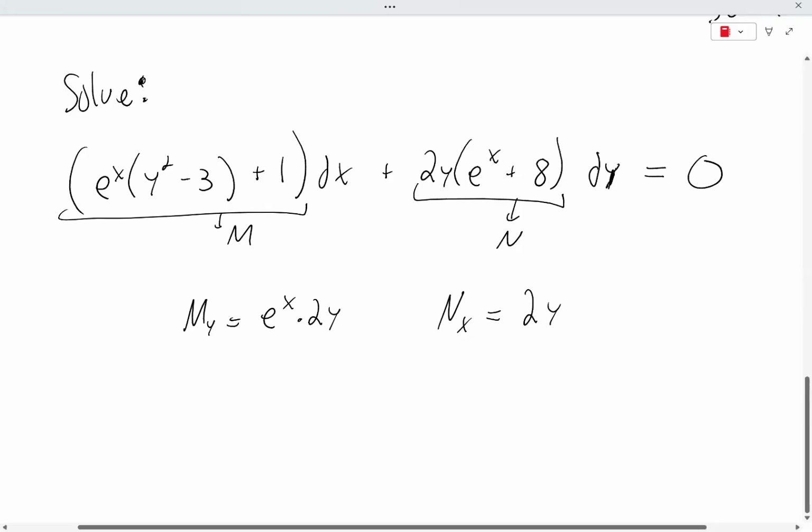E to the x, right? So e to the x. So it checks out, it's exact. Okay, so now this is like our f sub x over here, and this will be our f sub y.